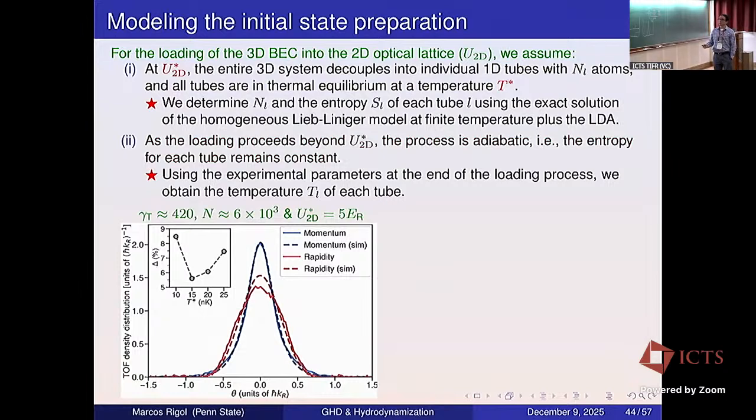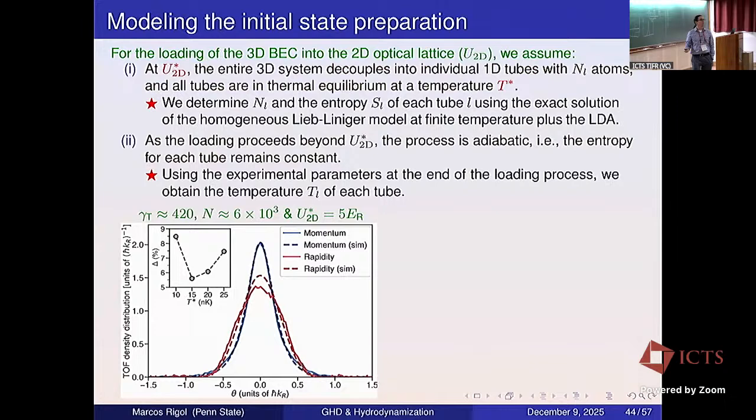Now in the case of Ben's experiment, these are the momentum distribution functions that he gets and the ones in the simulation. You see that after we fit the parameters, they are well described. The rapidity is not described so well, and this is something we need to work more on to understand. But if you look at the error as a function of the temperature, there is a dip, and that's the temperature that we take.